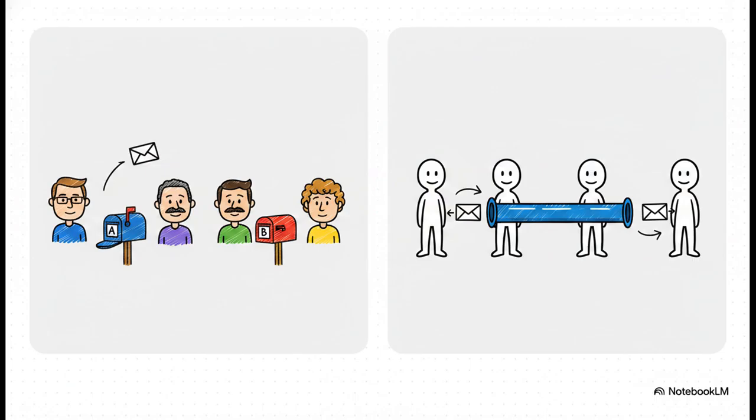But in Go's CSP model, the workers, our Goroutines, are anonymous. You don't send a message to a Goroutine. You put a message on a channel. The channel is the first-class citizen, not the worker. It's a huge mindset shift.